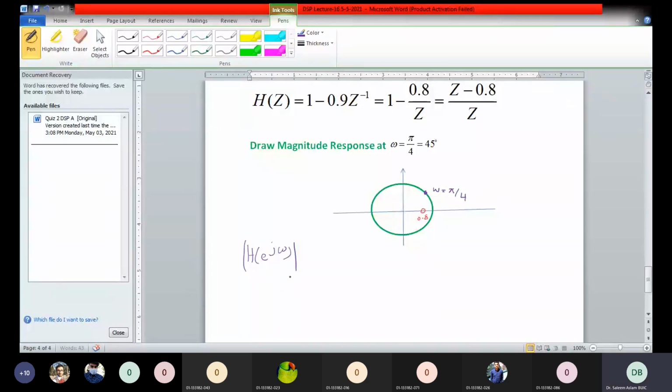Now, if we want the magnitude of H(e^(j omega)) at omega equal to pi by 4, how can we find it? This is equal to the length of the vector from the position of the zero to the point where we want to find the frequency response. So what you have to do is draw a vector from here to here, and take its length. Let's call this length r2 or r3. We used r1 and r2 earlier, so let's call it r3. So you need to take the length of this vector.